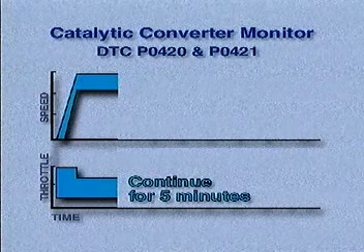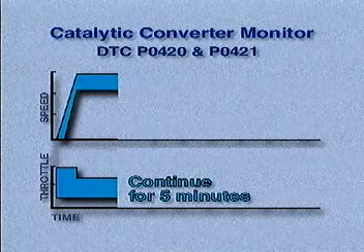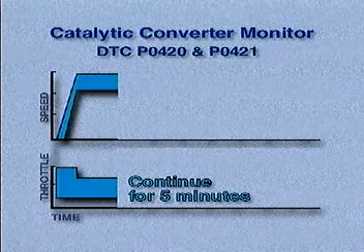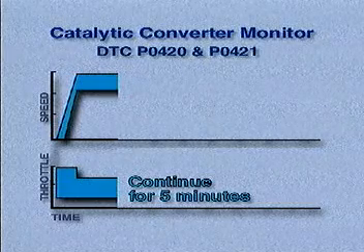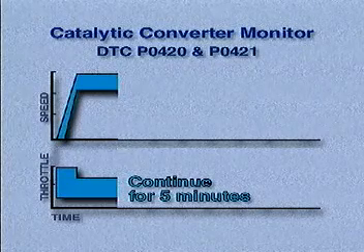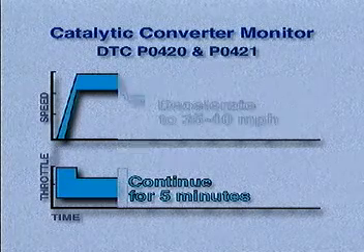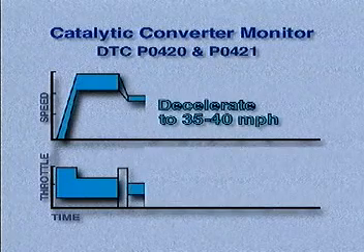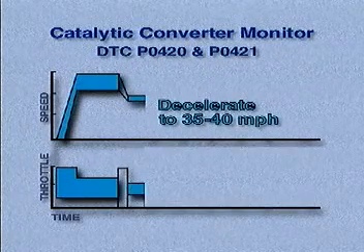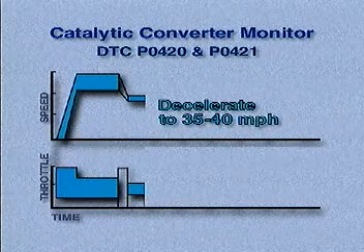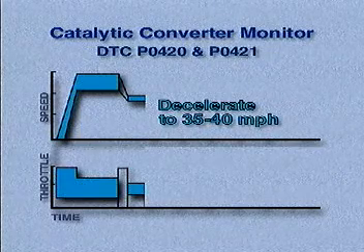Continue driving between 45 and 60 miles per hour for 5 minutes. This allows the ECM to operate in closed loop for maximum catalytic converter efficiency. The brake may be applied if necessary during this period, but only for a few seconds. Decelerate to 35 to 40 miles per hour and then keep the throttle constant by not moving the accelerator pedal as much as possible for 90 seconds or more during monitoring.